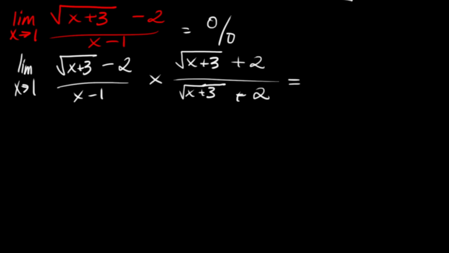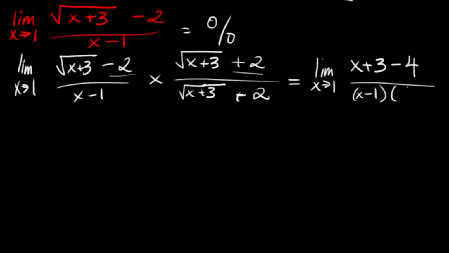In this case, it becomes a little bit easier now. It becomes the limit as x approaches 1 of x plus 3, and of course you've got the minus 2 and the positive 2, so that's going to be minus 4, over x minus 1 times the square root of x plus 3 plus 2. Now keep in mind, I should write this in red now, do not distribute.